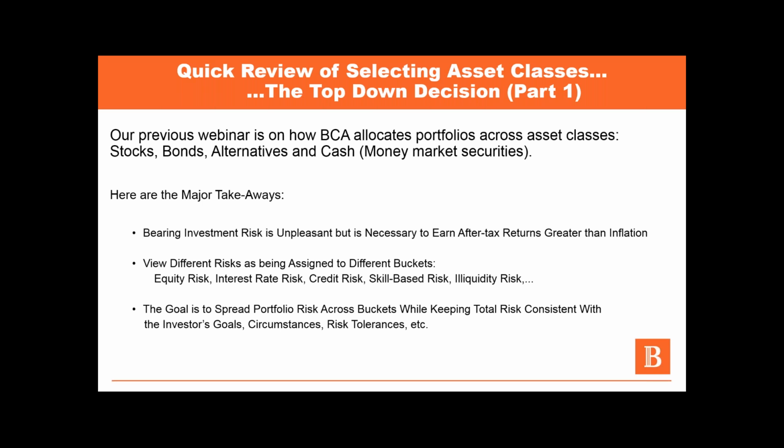So the top-down picture is basically the major asset classes that are in a portfolio, and it focuses on the investor's risk tolerance. It isn't an attempt to time markets or pick the hot assets. It's based upon matching the overall risk that a client bears to their preferences based upon their goals and their tolerance for risk and their financial situation.